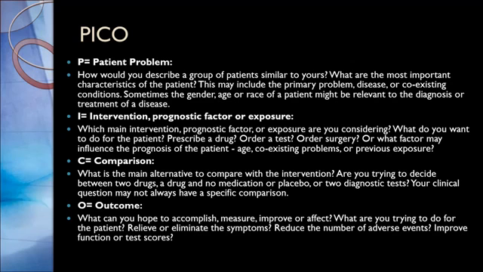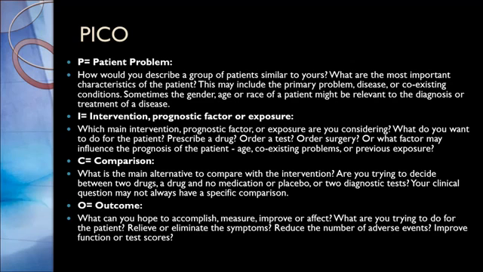So in this case, what are the main interventions or prognostic factors? Which is the main intervention, prognostic factor or exposure, that you're considering? You have one purpose. You're looking at gait, or you're looking at bony abnormality. What are you looking at? What do you want to do for the patient? Do you want to do orthopedic surgery, or do you want to look at how long they have been wearing orthotics? So one would be for exposure, the other would be for intervention.